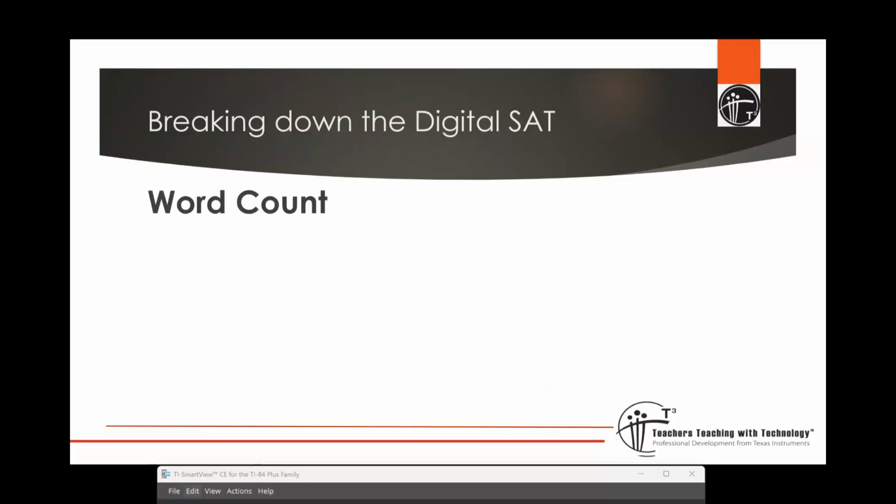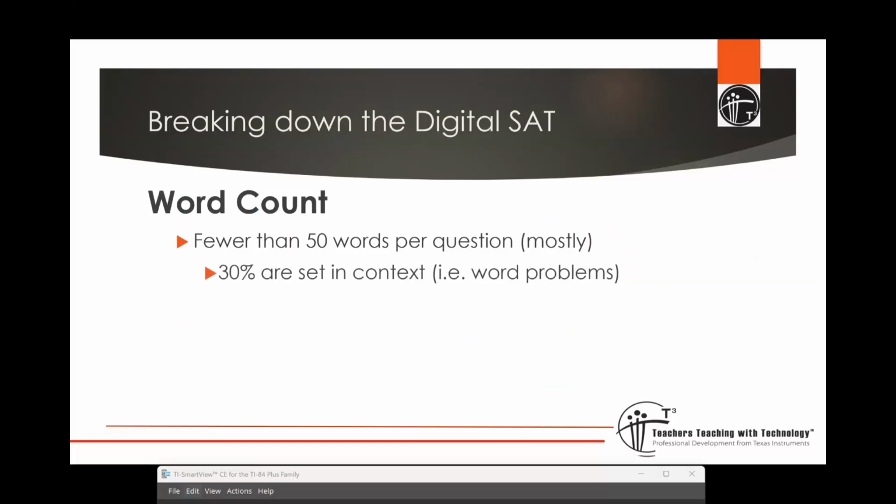Right. And even in terms of the word count, there's less than 50 words per question, mostly. 30% of them are in context, in other words, word problems. And then 70% are just pure math questions, right? The ones we might see in our classroom. So in class, I know you too, Scott, we do both of those in class.